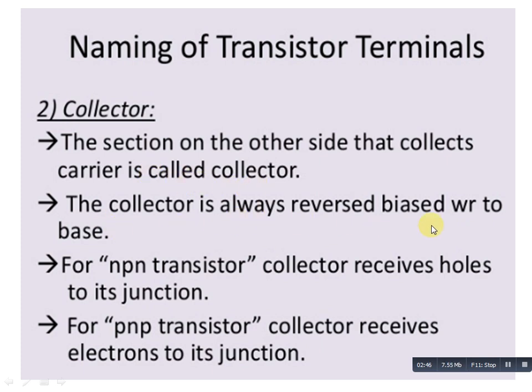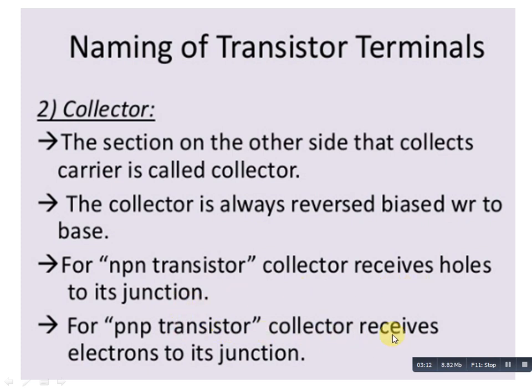Next, for an NPN transistor the collector receives holes at its junction, and for a PNP transistor the collector receives electrons at its junction. So both are important points. First, suppose it is an NPN transistor, then the collector receives holes at its junction, and suppose it is a PNP transistor, then the collector receives electrons at its junction. Last point, base.